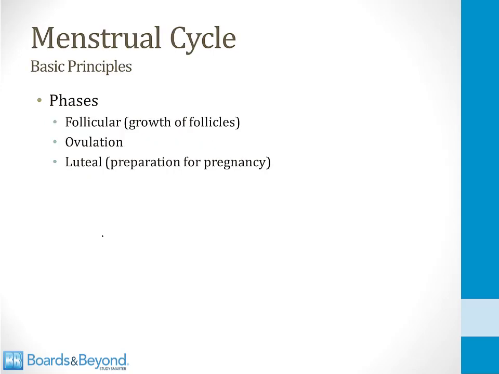The menstrual cycle in the ovaries has three basic phases. The first is called the follicular phase. It gets its name because this is the phase when the follicles grow. Then there is ovulation and release of the egg, and following ovulation there is the luteal phase where the ovary produces progesterone to help prepare the uterus for possible pregnancy.